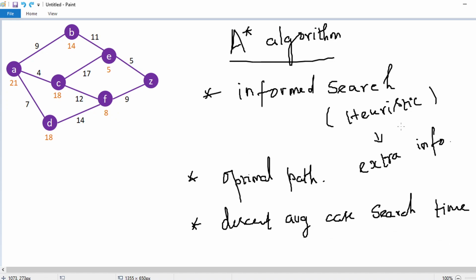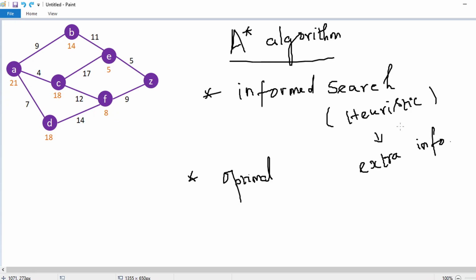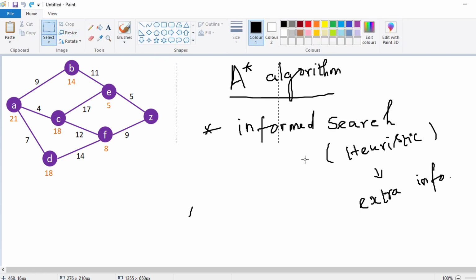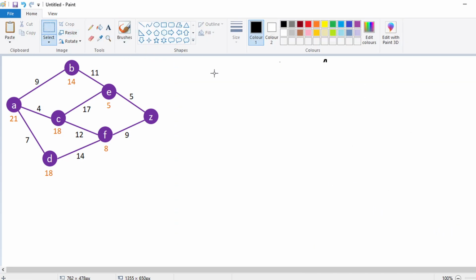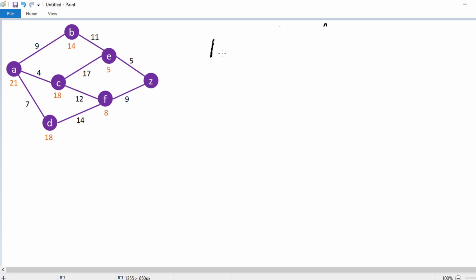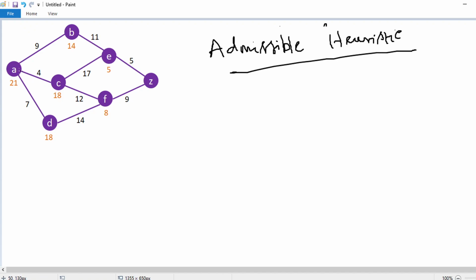So if you take heuristics mechanism, we have to make sure that the heuristic should be admissible heuristic. So what is admissible heuristic? Let me tell you what is admissible heuristic. We need admissible heuristic to solve A star algorithm. So in our case, if you take the source node is A and destination is Z, so straight line distance between any node to that destination is called heuristic.